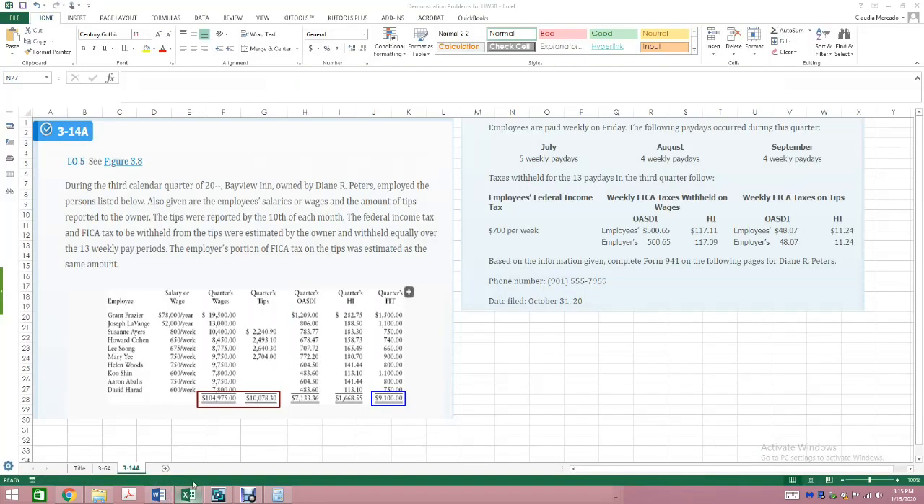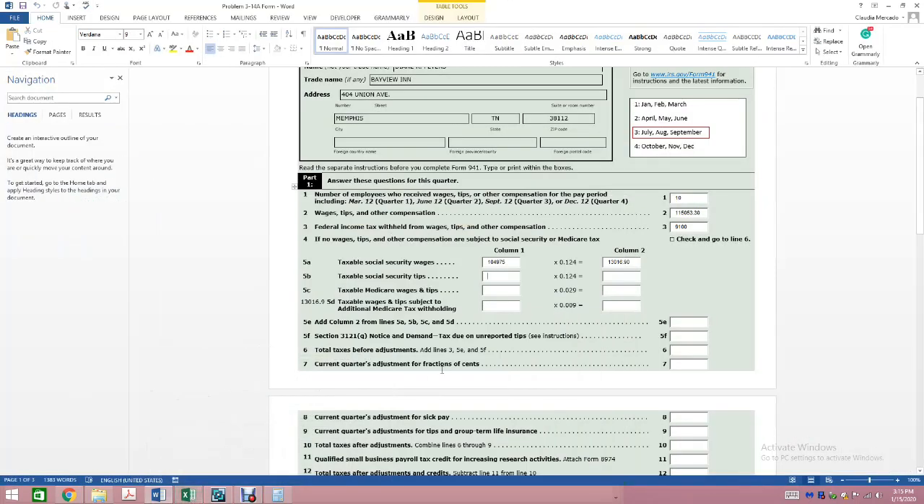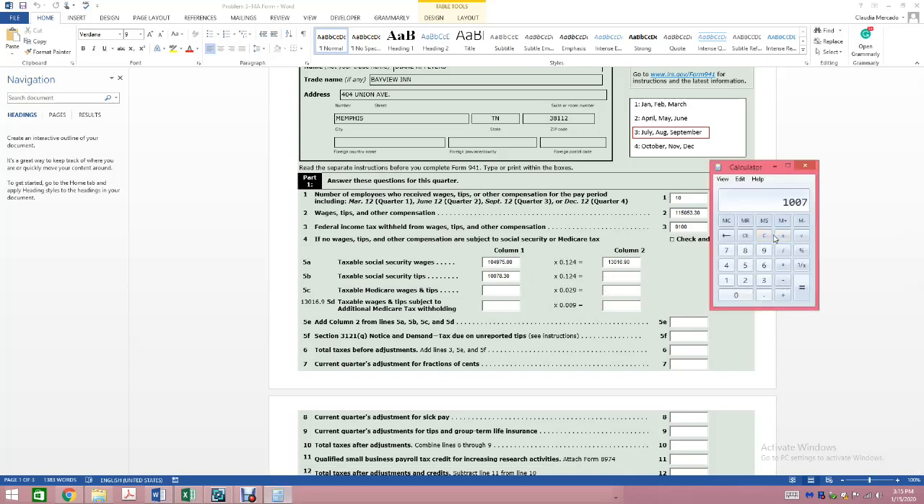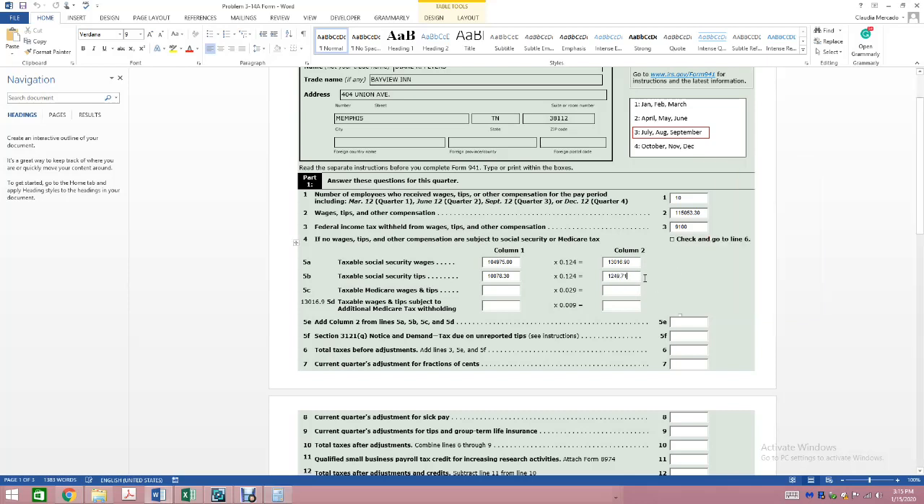I'm going to go back to the problem, and my tips are 10,078.30. I'm going to take that over. 10,078.30. I am going to multiply my tips times the rate provided. So 10,078.30 times 0.124 gives me 1249.709. Because this is greater than a 5, I'm going to round up to 71 cents. So it'll be 1249.71.